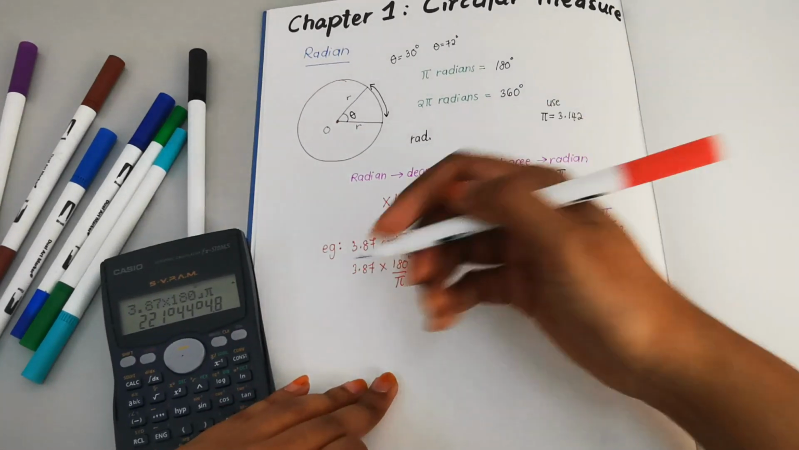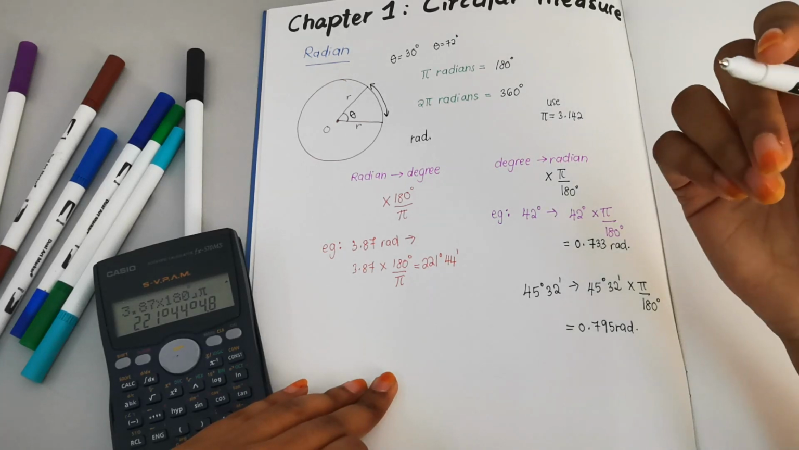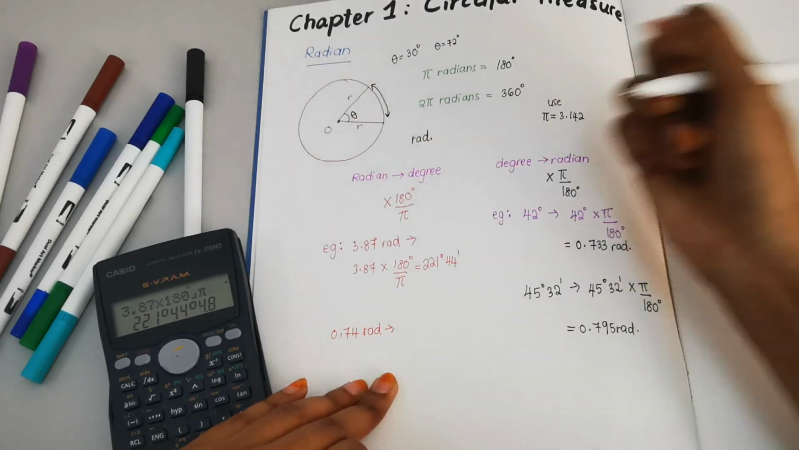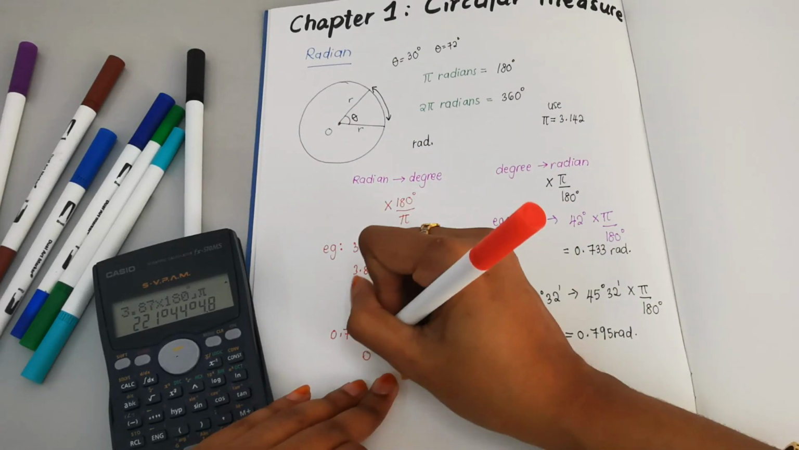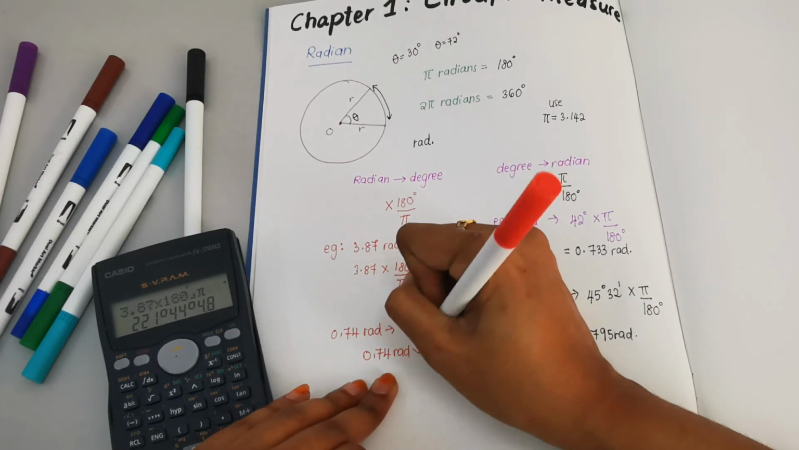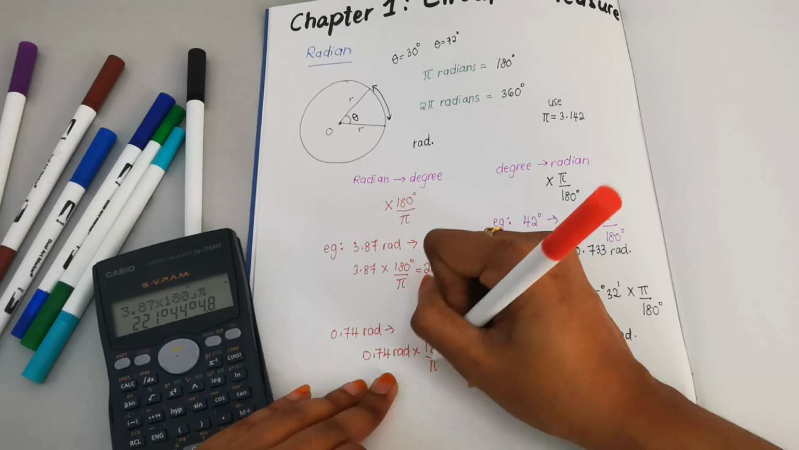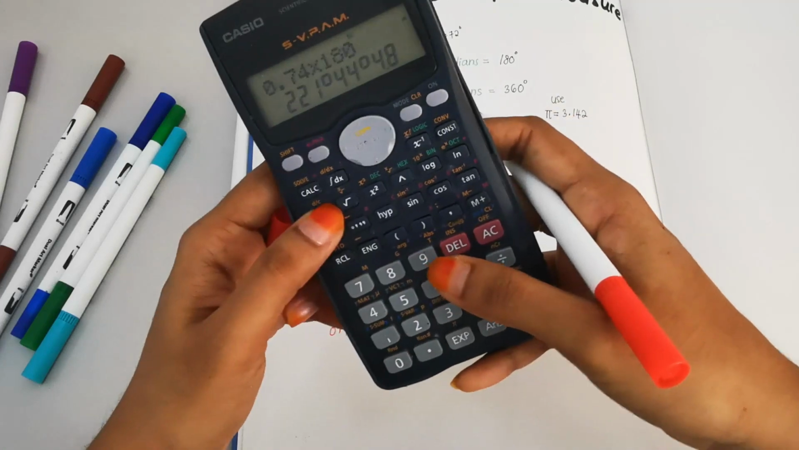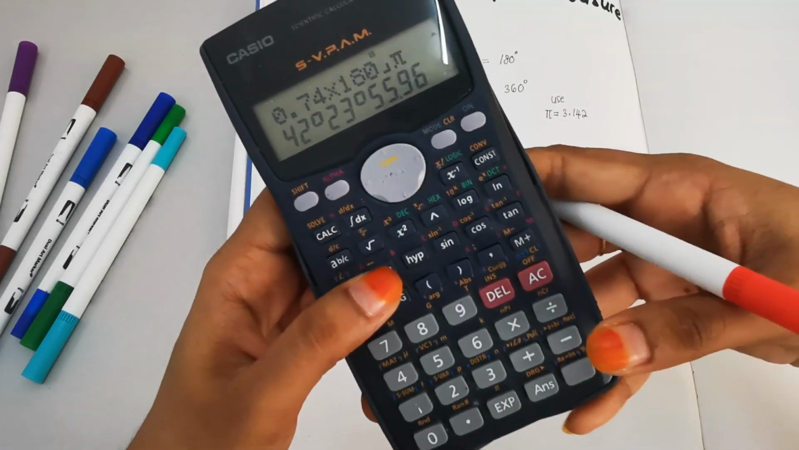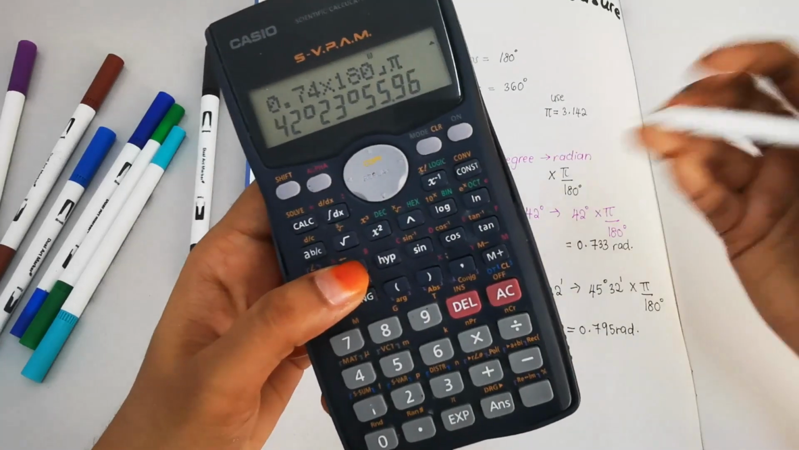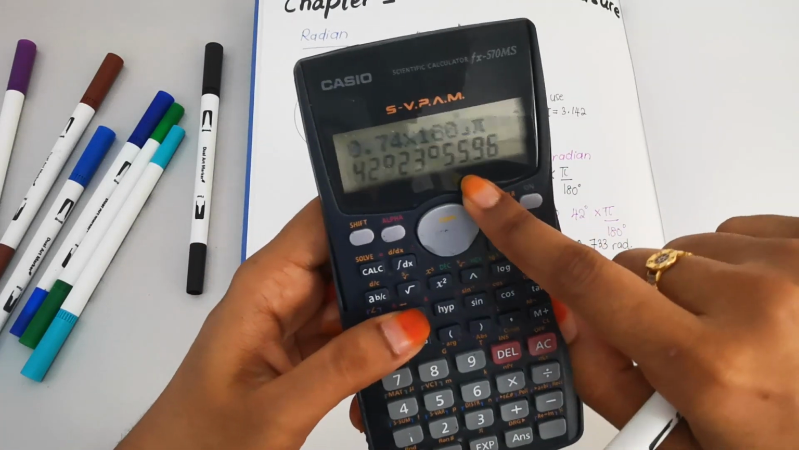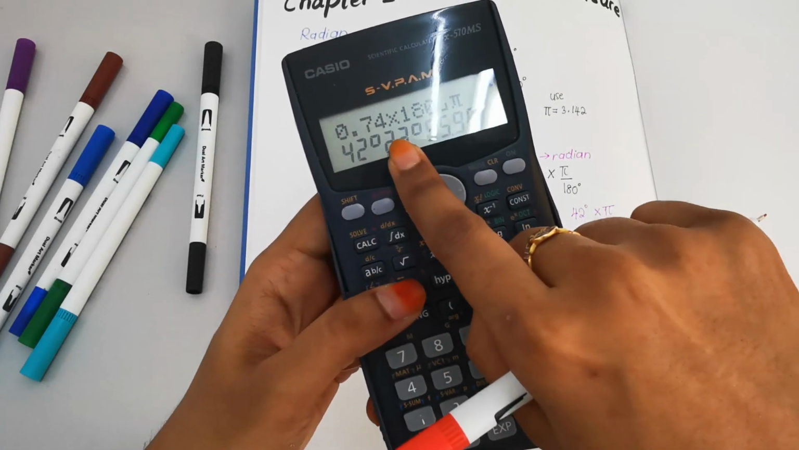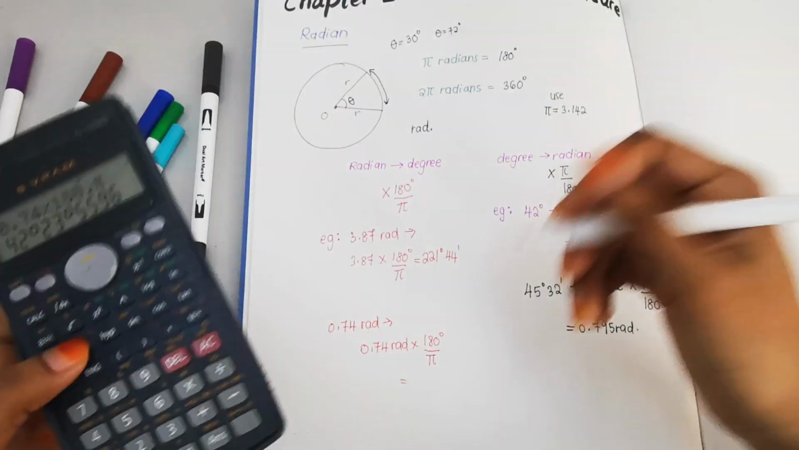It's very simple. Now let me give one more example. Let's say 0.74 radian, change to degrees and minutes. First step, 0.74 radian times by 180 over pi. Let's immediately key in 0.74 times 180 over pi. So we will get 42 degrees 23 minutes. If you can see here, there's 55 over here, but for now we just take the 23 only. So 42 degrees 23 minutes.